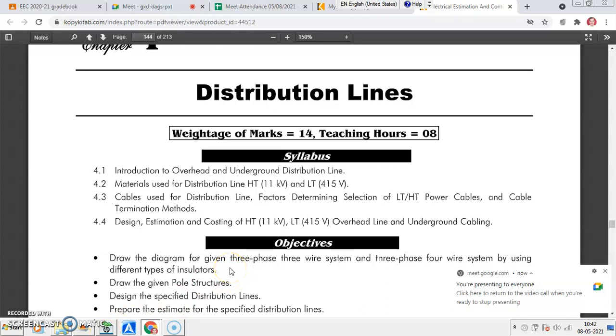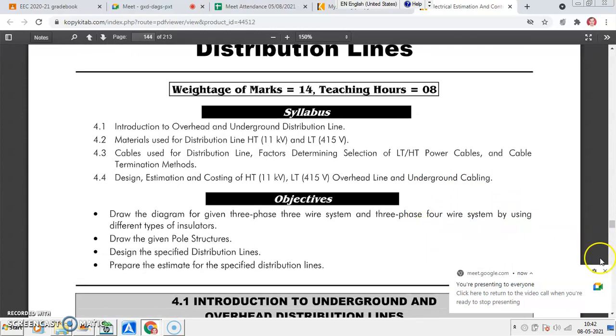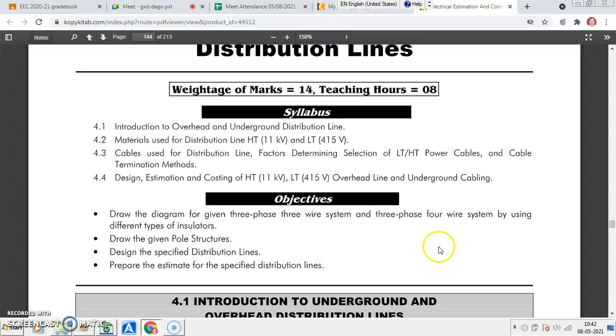Then design and estimation of HT 11 kV and LT 415 volt overhead distribution and underground distribution lines. What you should be able to do: you should be able to draw a diagram for a given three-phase distribution network, maybe three-phase 3-wire or maybe three-phase 4-wire system with different types of insulator. You should be able to draw the pole structures. You should be able to design the distribution line. You should be able to prepare estimation for the specified distribution line.